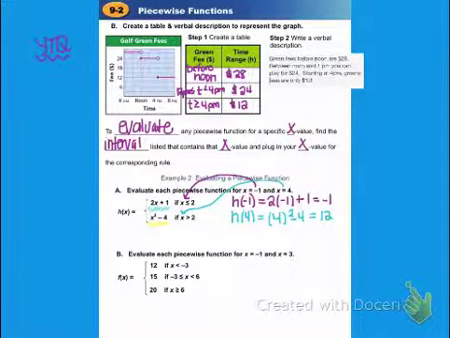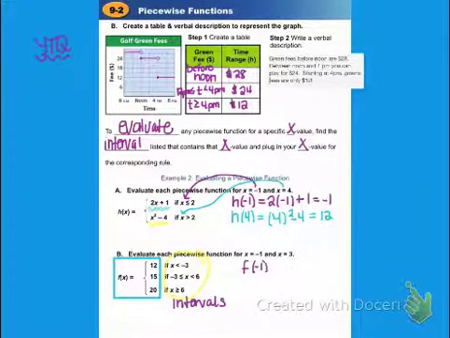Let's take a look at example B. This time I can see that what I have here is the function itself, and these over here represent the intervals. So if I ask you to evaluate the piecewise function for x equals -1, in other words, I want to know what f of -1 is, the first thing I'm going to have to do is figure out where -1 lies in these intervals. Well, I know -1 must be right here between -3 and -6.